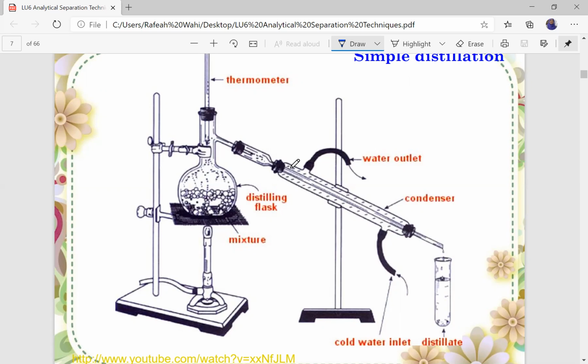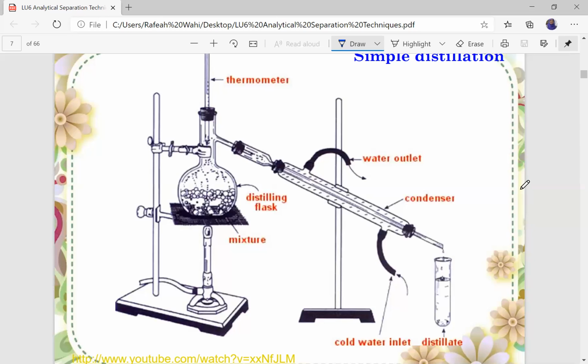The purpose of having the condenser here is to cool down the hexane or the analyte or even the interference coming into the condenser, so that we can collect the distillate here at the end of the process. Okay, so this is a simple distillation technique.